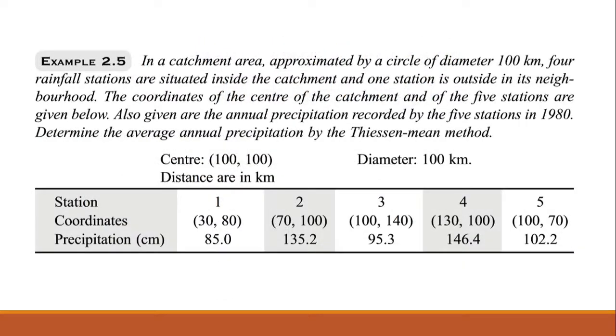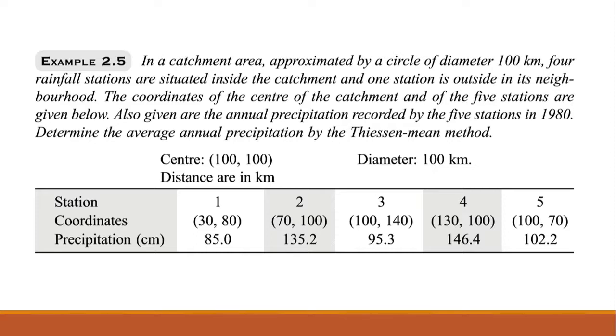Example 2.5. In a catchment area approximated by a circle of diameter 100 kilometers, 4 rainfall stations are situated inside the catchment, and 1 station is outside in its neighborhood. The coordinates of the center of the catchment and of the 5 stations are given below. Also given are the annual precipitation recorded by the 5 stations in 1980. Determine the average annual precipitation by the Thiessen-Mean Method.